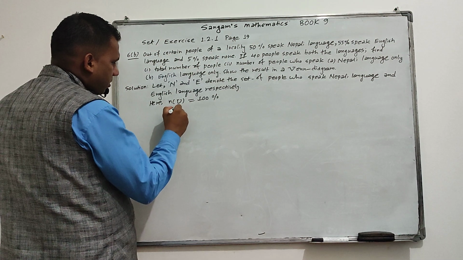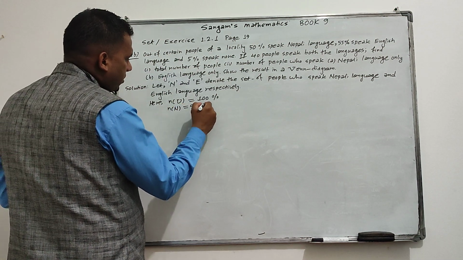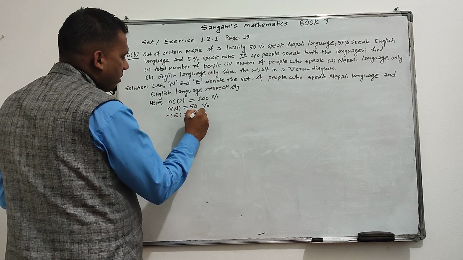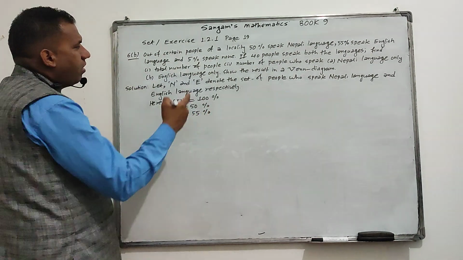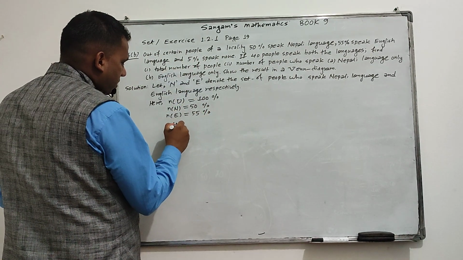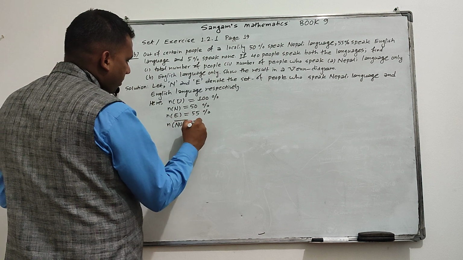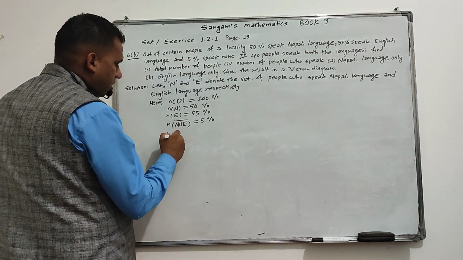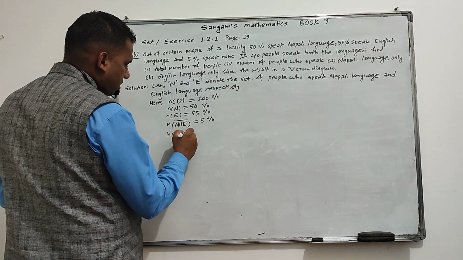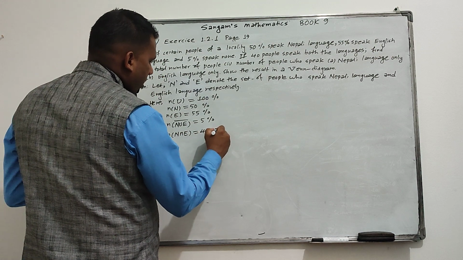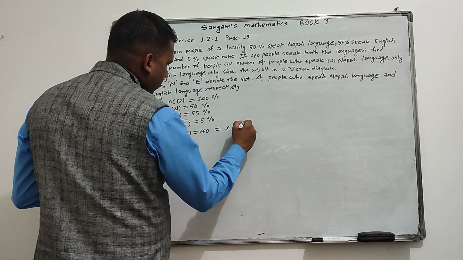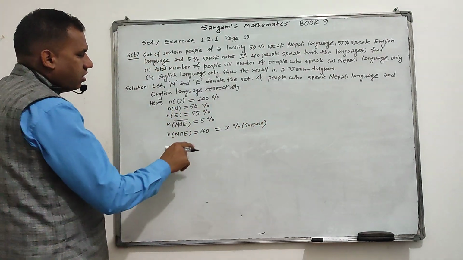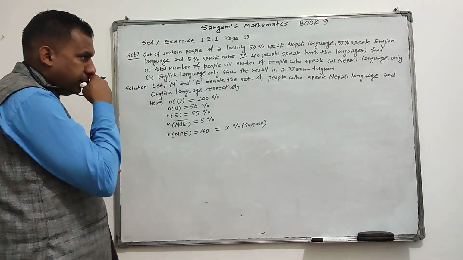Number of N is 50%. Number of E is 55%. 5 speak none, that means number of (N union E) whole complement is 5%. 40 people speak both, that means number of N intersection E equals 40, equal to X% in percentage. Suppose all data is in percent, so the intersection data is X%.